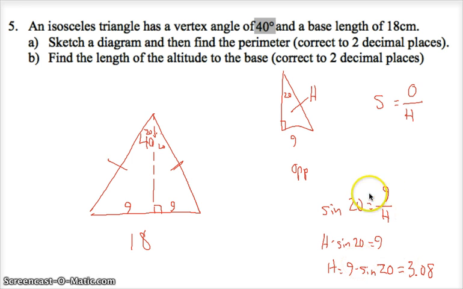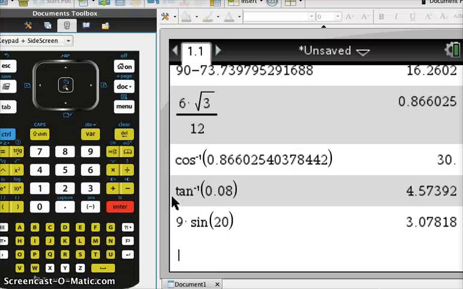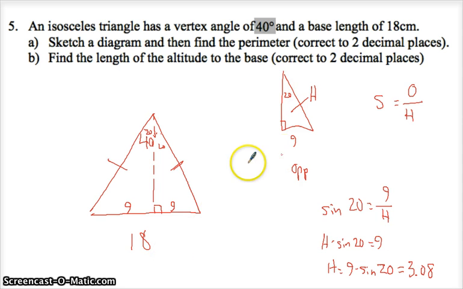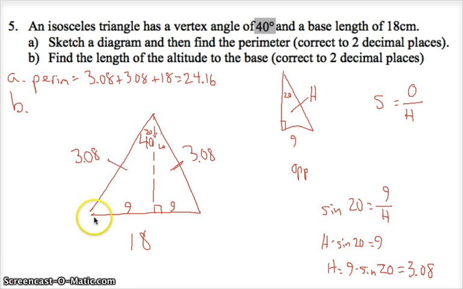I skipped ahead because I'm running out of time. I solved this equation for h, and I found out that it was 9 times the sine of 20. I did that on my calculator, and it was 3.08. So that's how long each one of these sides is. So I can find the perimeter: 3.08 plus 3.08 plus 18. That's not too hard to add up.